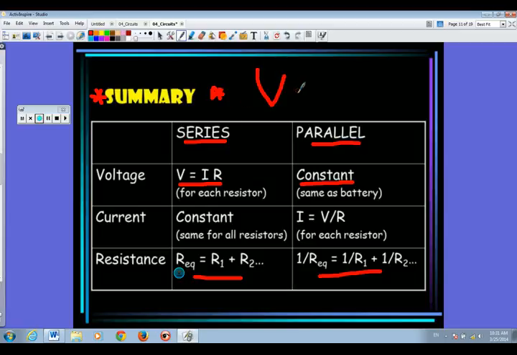The fundamental formula we're looking at is simply V equals IR and all of its variations, right? If you solve for I, what do you get? V over R.